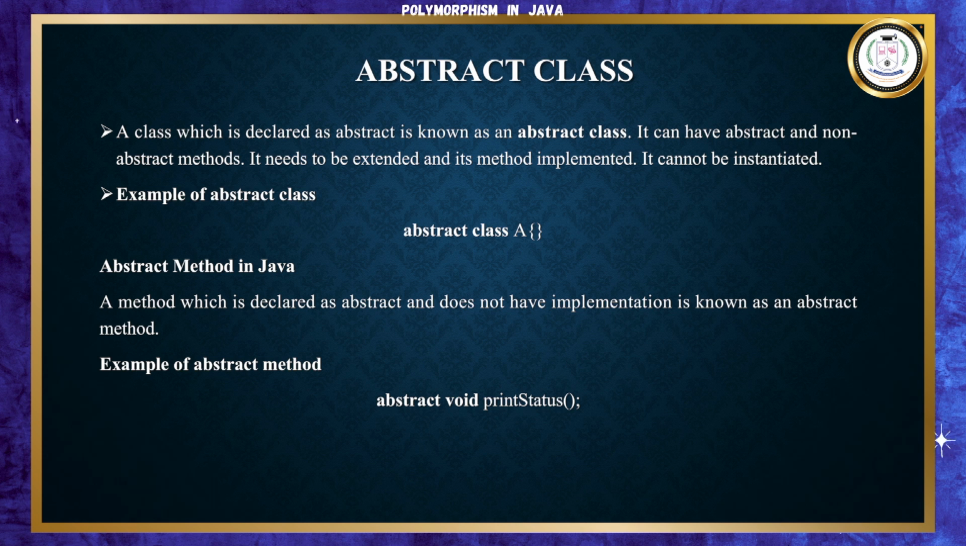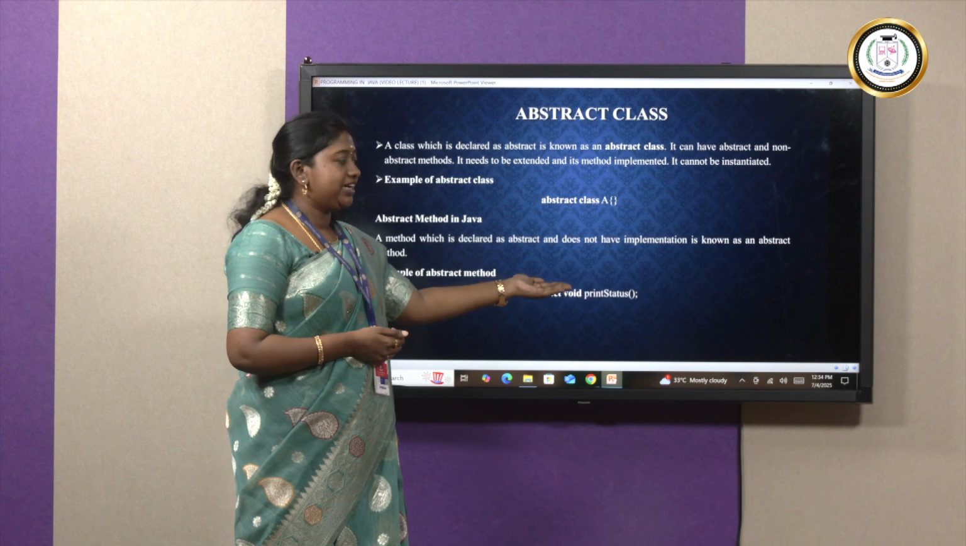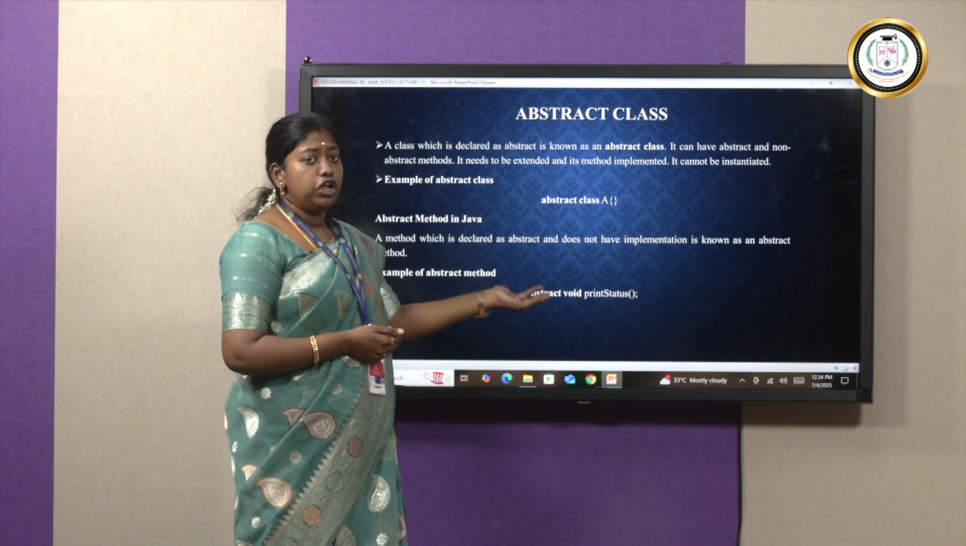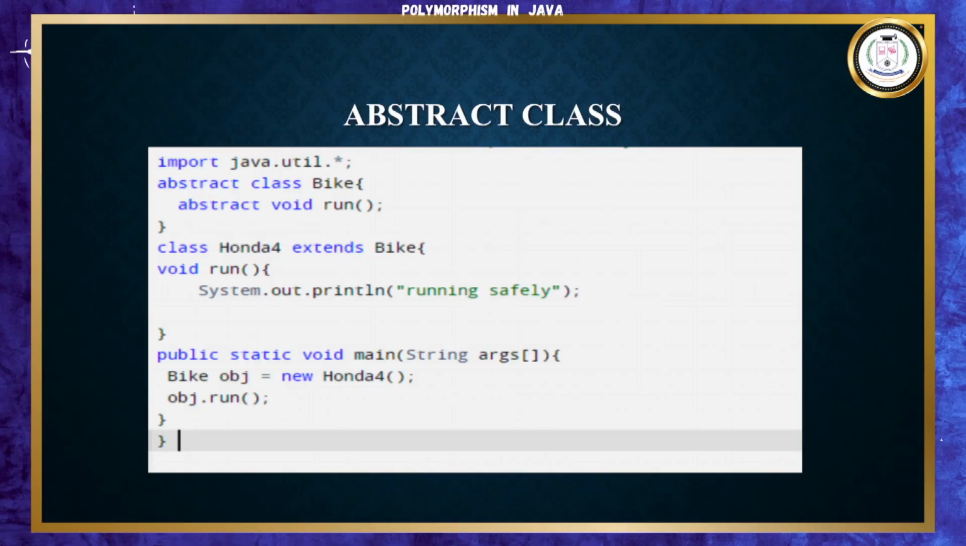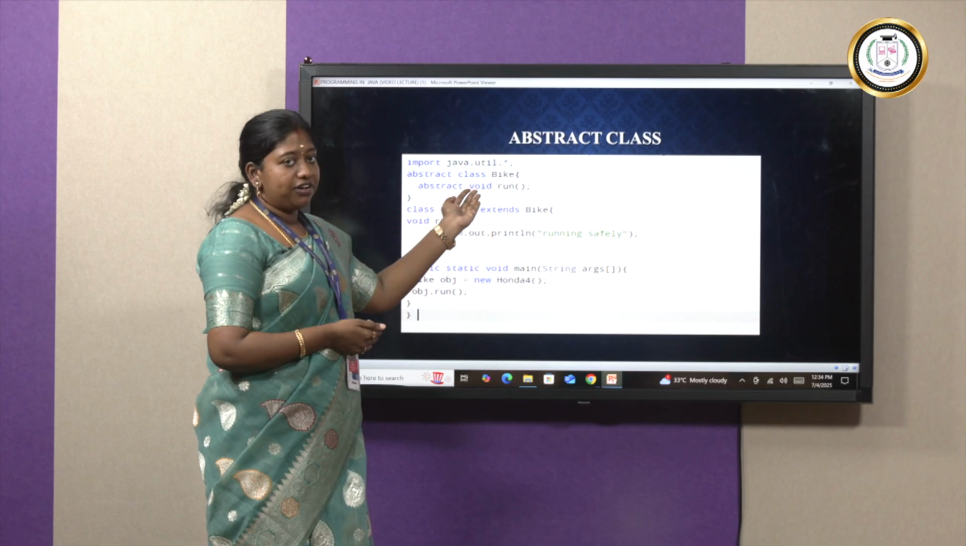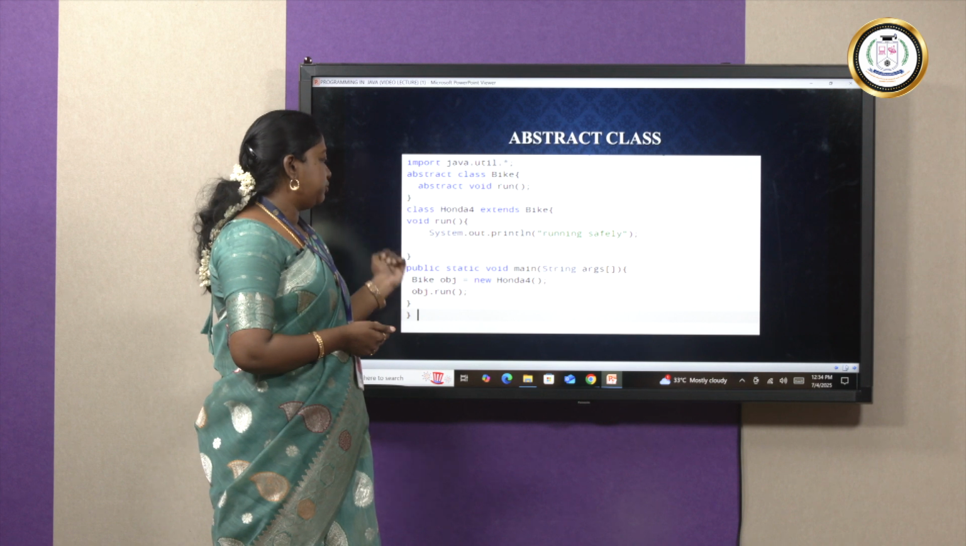How will you declare the method for the abstract class? Abstract void print status. Void print status is an example of a method. You can use your own method name, that is, a function name. So this is an example of the abstract class. Here I have defined the abstract class bike and abstract void run. For the class I have defined abstract, and for the method also I have defined abstract.